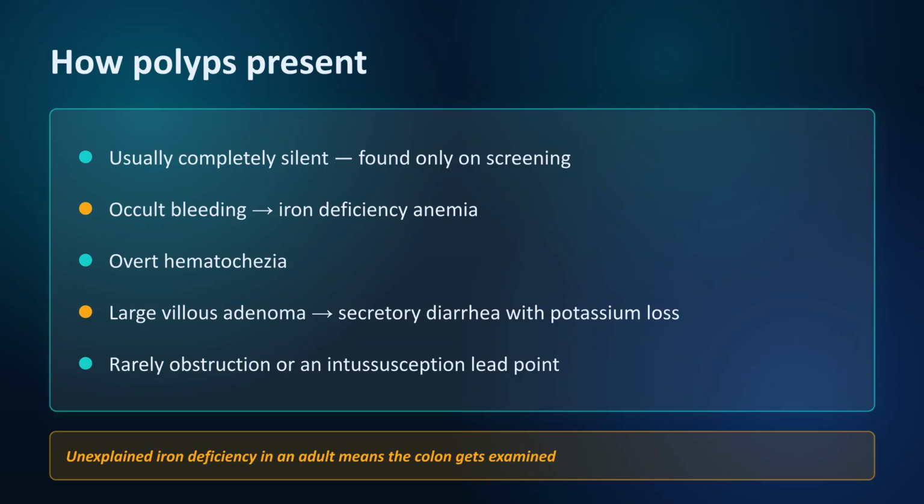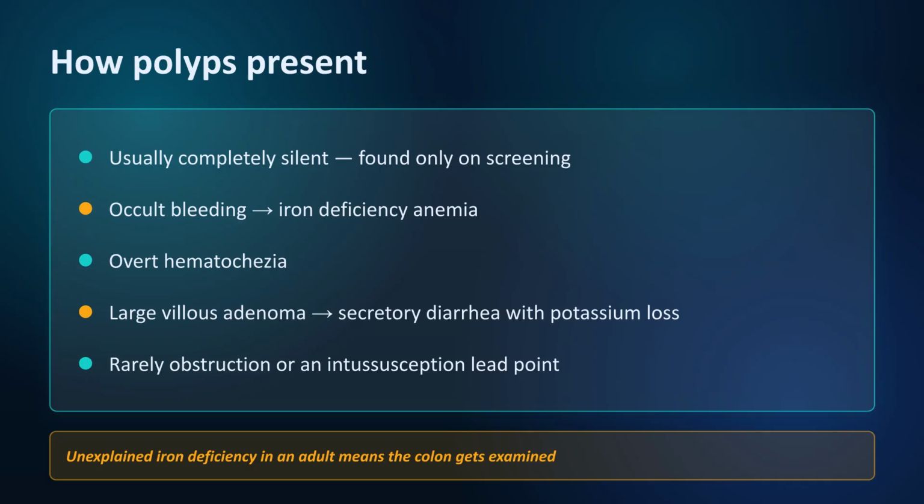The honest answer is that most of them do not present at all. They are silent and found only on screening. When they do speak, the most common voice is occult bleeding that shows up as iron deficiency anemia. In an adult with iron deficiency and no other explanation, the colon must be examined. That is a rule and not a suggestion.